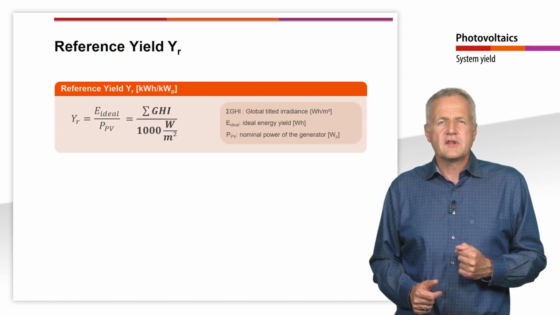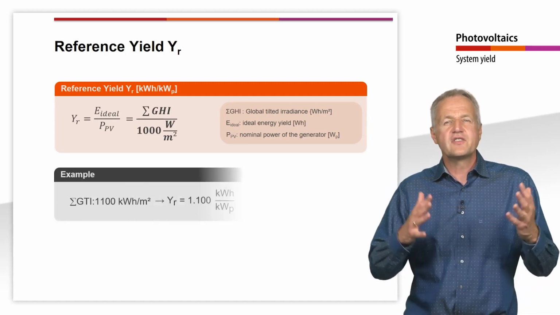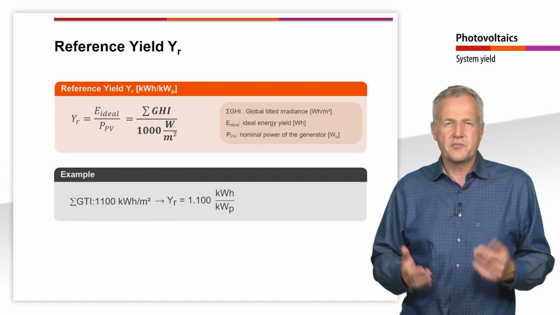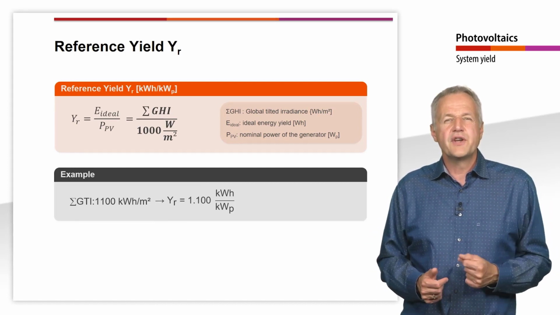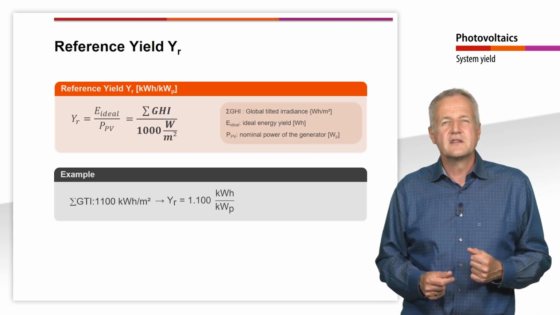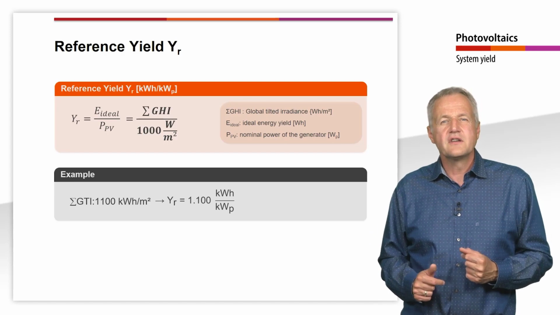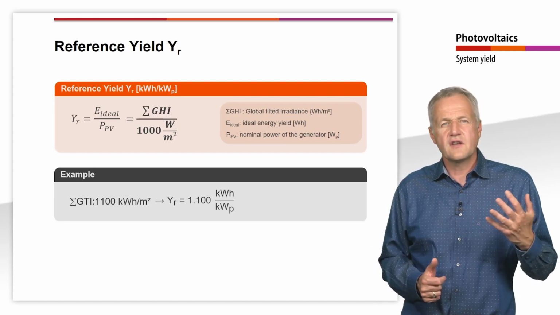In our example from just now, the reference yield is 1100 kilowatt hours per kilowatt peak. If we reduce the kilowatt in the numerator and in the denominator, the remaining dimension is hours.